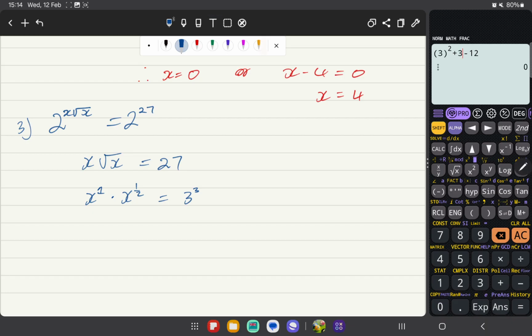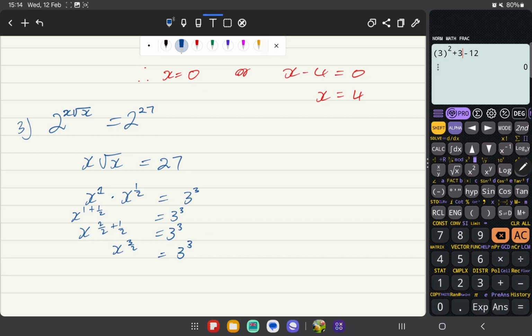Let's just see. Laws of exponents: same basis, and we multiply, we add the exponents. That means we have x to the power of 1 plus 1 over 2, which is 2 over 2 plus 1 over 2, equals 3 to the power of 3. That's x to the power of 3 over 2 equals 3 to the power of 3.